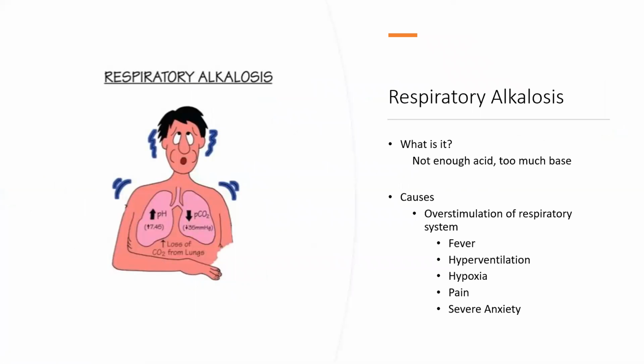On the opposite side of this, we have respiratory alkalosis. That means the pH is too high, so we don't have enough acid, but we have too much base in our system. What happens with this is it's an overstimulation of the respiratory system, so the patient tends to breathe faster. Think of those things that cause you to breathe faster. Fever, hypoxia, when patients are in pain or when they're having severe anxiety, the respiratory rate goes up.